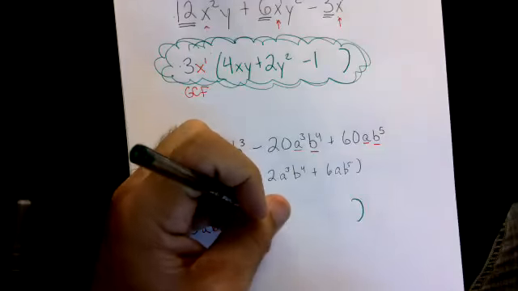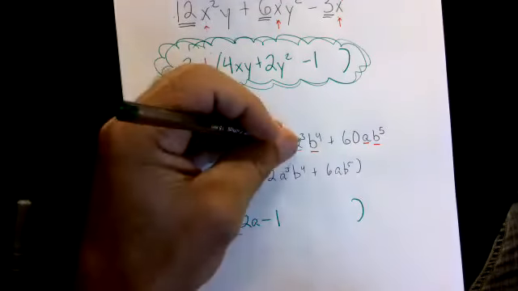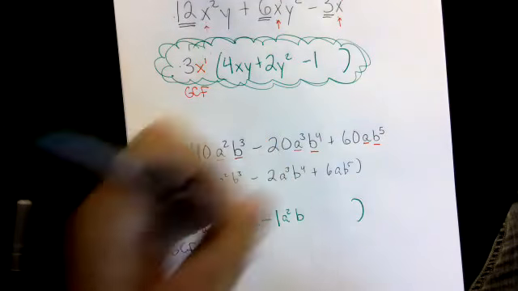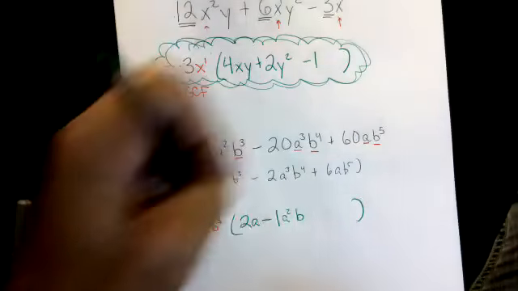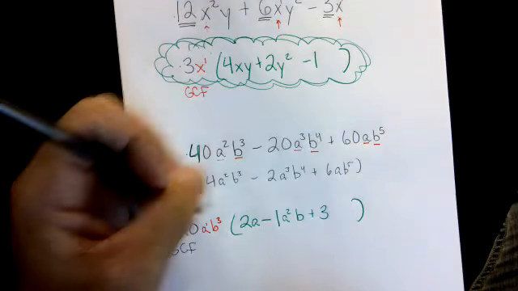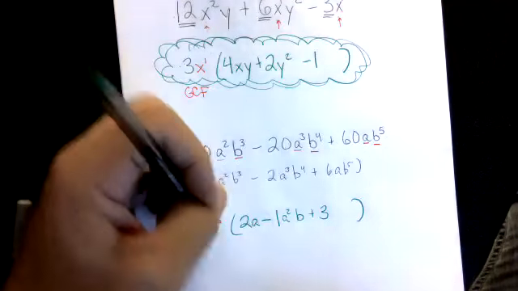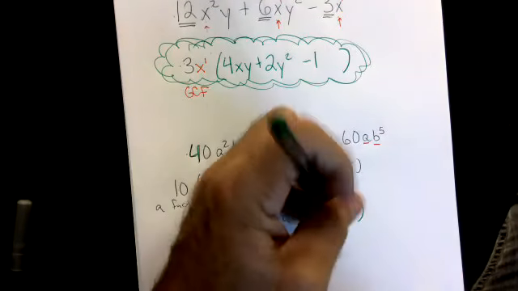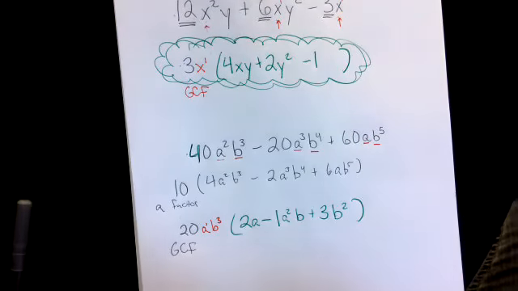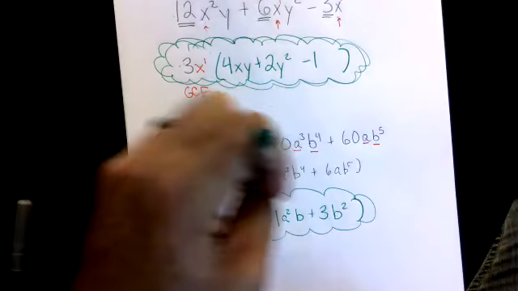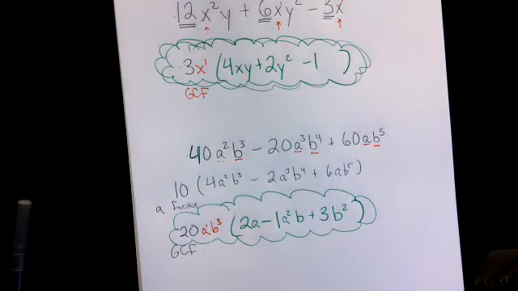Okay, negative 20 divided by 20 is 1. Subtract your exponents. 60 divided by 20 is 3. Subtract your exponents. A is gone. B to the fifth divided by b to the third, subtract your exponents, that'd be b to the second. So this is the completely factored form.